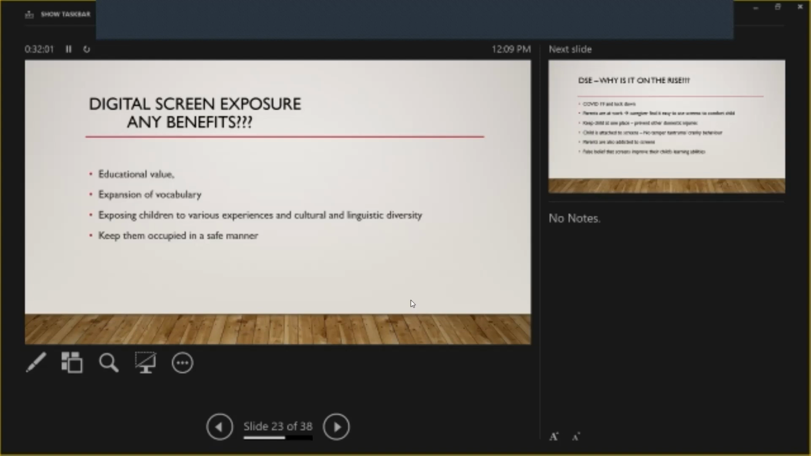Number 2, children are exposed to various experiences and cultural linguistic diversities. Through a screen, you can teach them about other countries and the cultural events which happen there. You don't need to go to a country. Also, to a certain level, the digital screen can keep them occupied at a safer level, because while in front of a screen, they don't fall. So head injuries can be minimized.